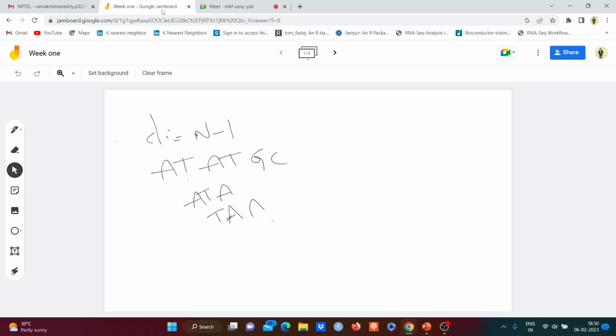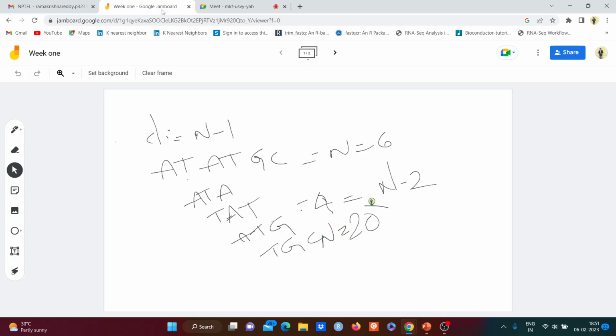Sorry, TAT. And next I'm taking ATG. And I'm taking TCG. So using a sequence of n equals 6, I got 4. So the possible formula could be n minus 2. So here we have asked for n equals 20. That means the final answer will be 20 minus 2, that equals 18.